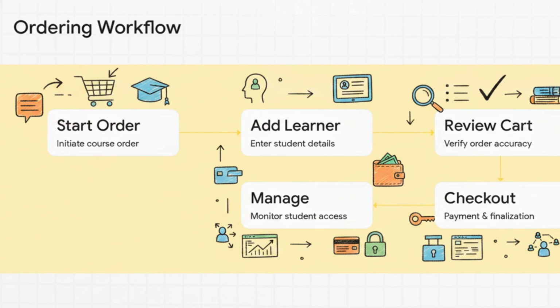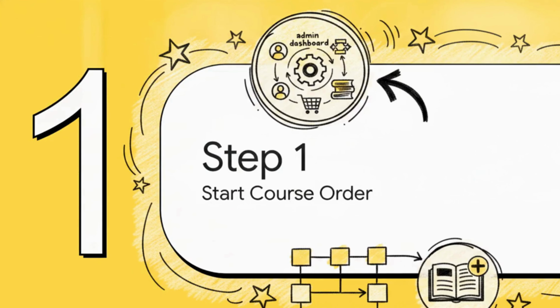To keep things simple, we'll break this down into 5 easy steps: starting the course order, entering learner details, reviewing the cart, payment and checkout, and finally, managing access. All right, let's jump right into step 1, starting your course order.